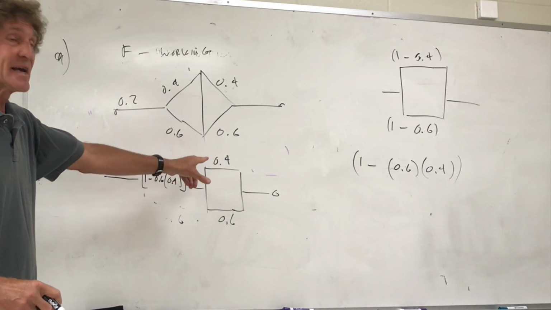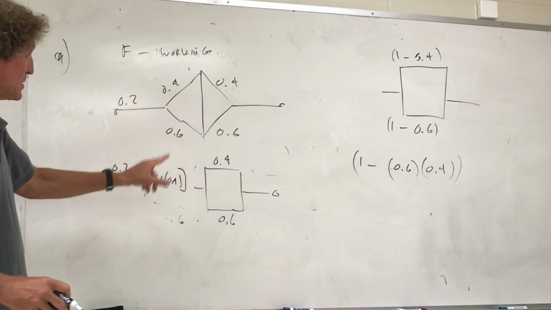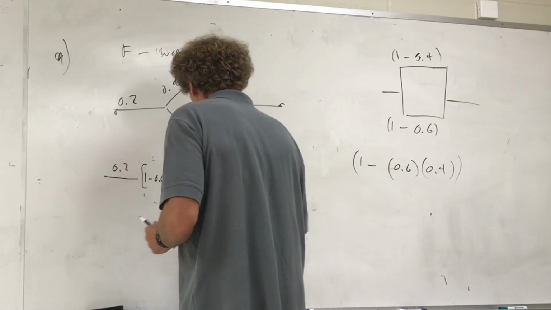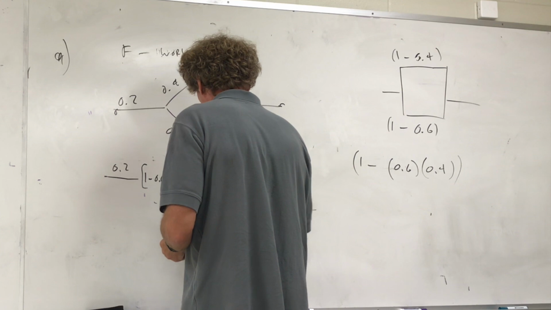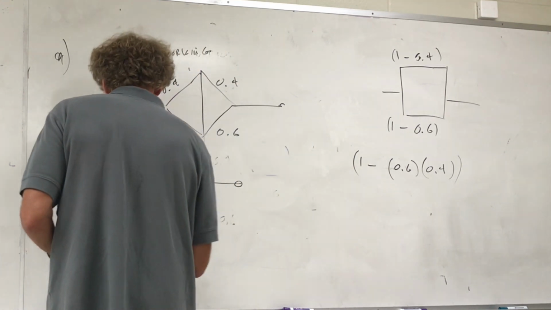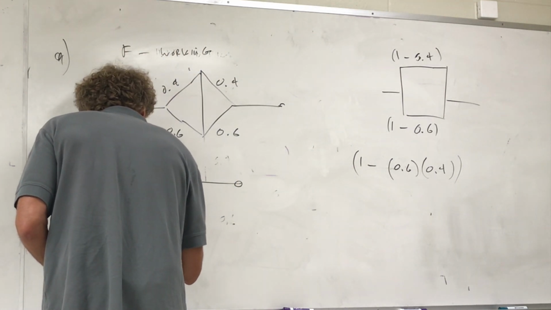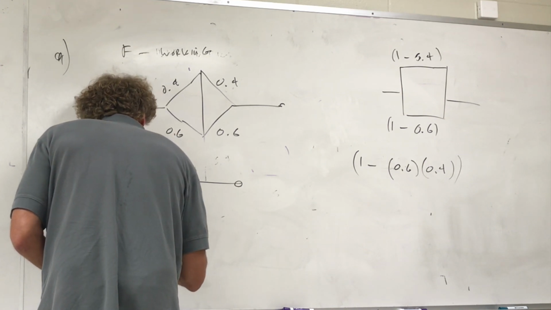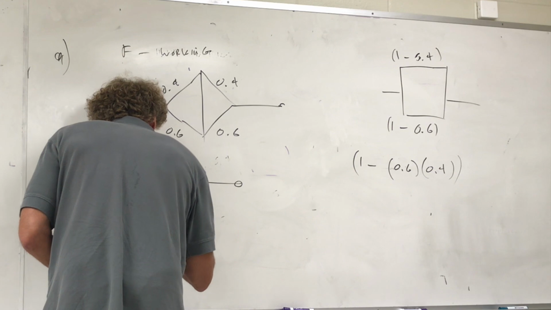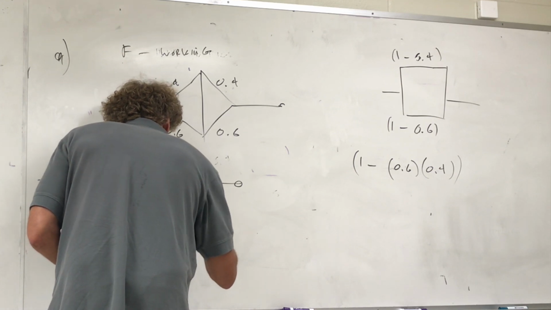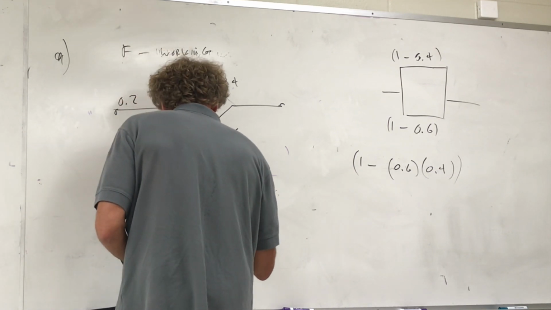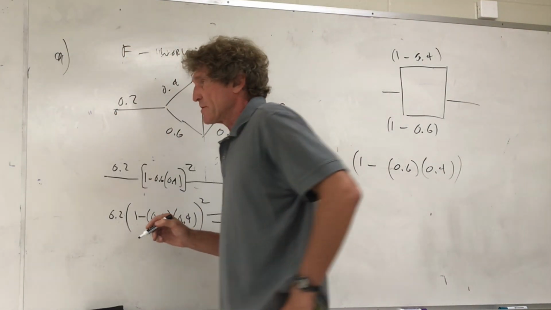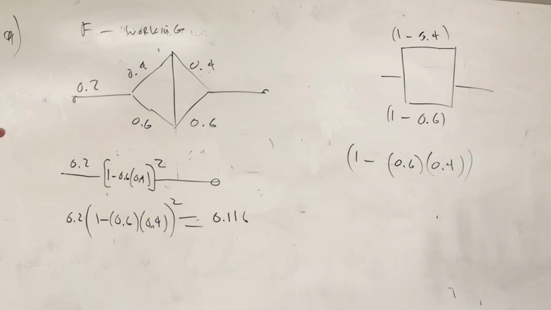Now there's another link identical to it, so I'm going to just square that. This is the probability of working. Now they're in series. And the solutions are up there so I can look. The probability of this working is going to be 0.2 times 0.2 times the quantity 1 minus 0.6, 0.4 quantity squared. I forgot what that was, 0.116, but that would be the probability of working for part A.